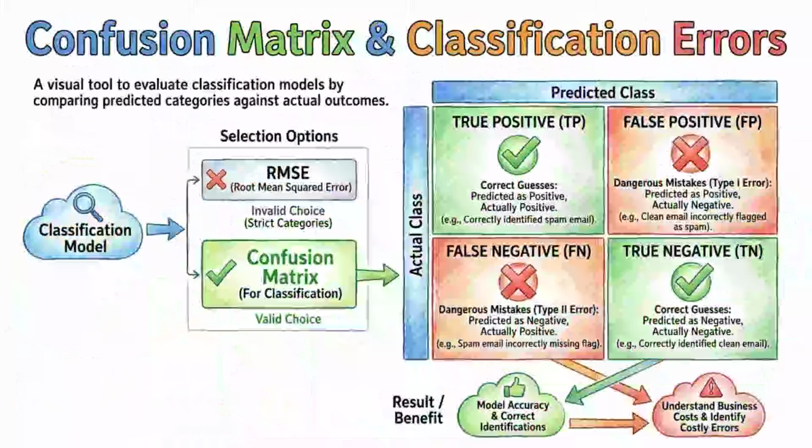Understanding how to read a confusion matrix is a mandatory skill for the exam, as you will frequently be asked to identify which specific type of error is costing a business the most money.